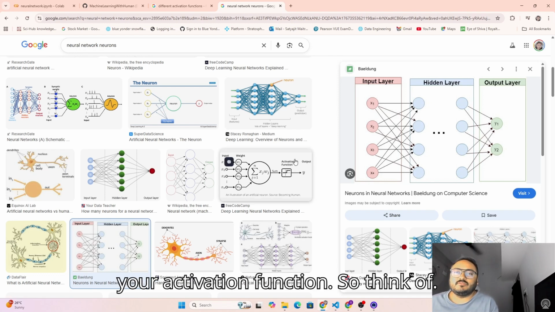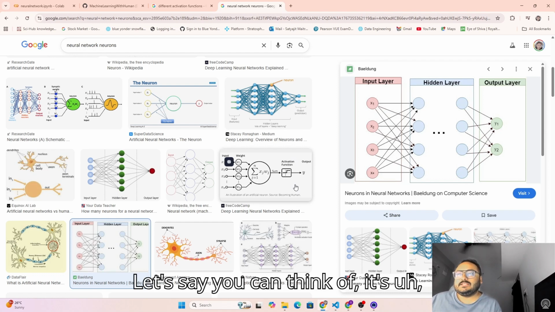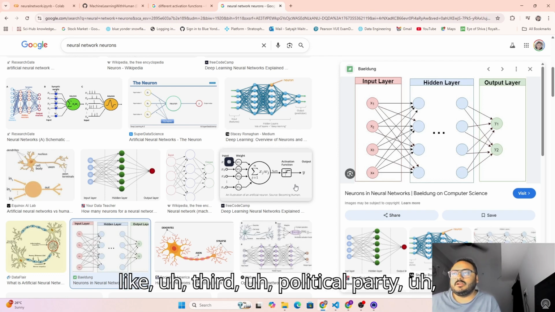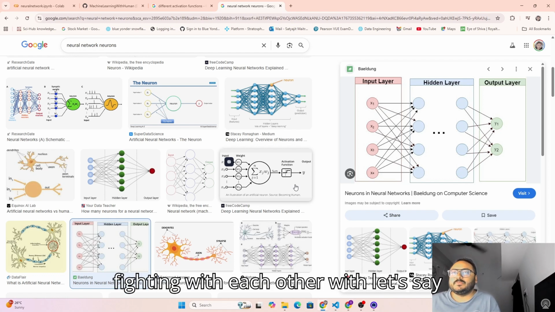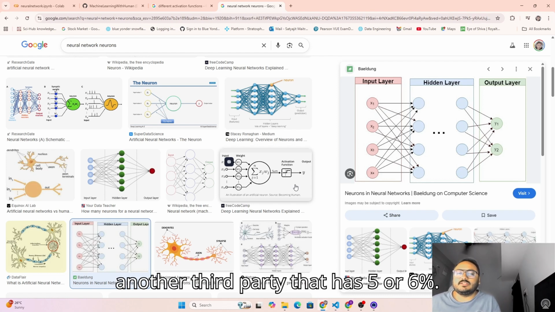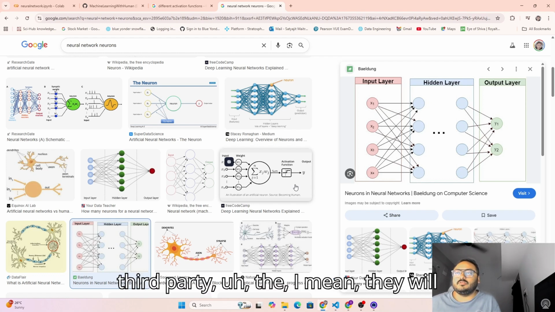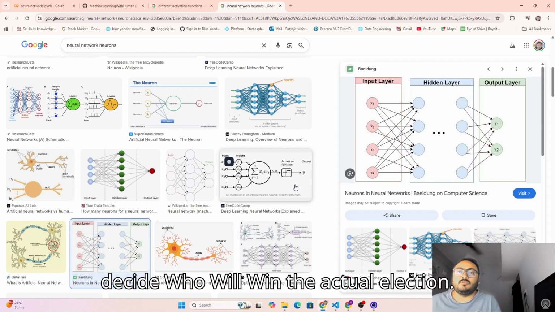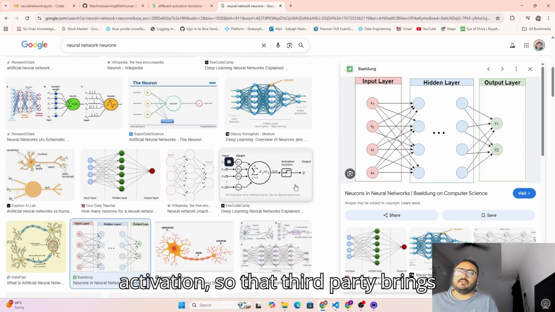So you can think of the activation function like a third political party, when there are two equal-strength parties fighting with each other with, let's say, 40 or 42% vote share, and there is another third party that has 5 or 6% vote share, and based on the vote share of the third party, they will decide who will win the actual election. So think of your activation in that manner.